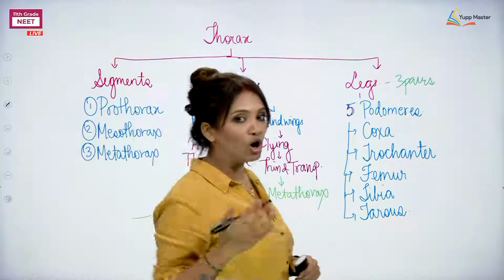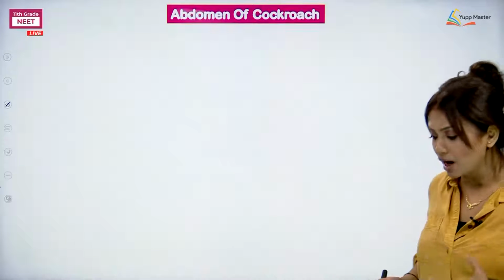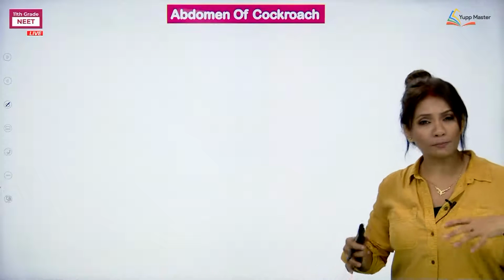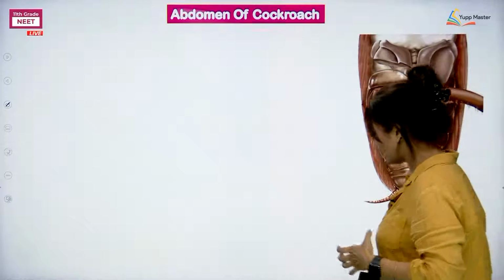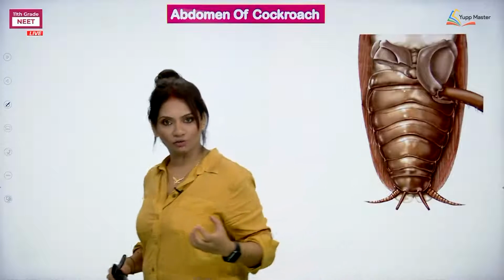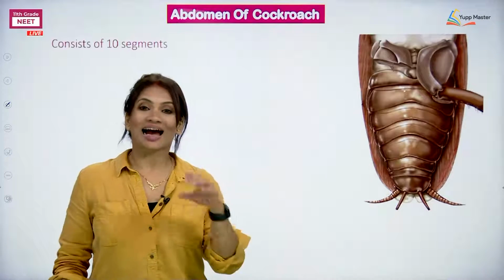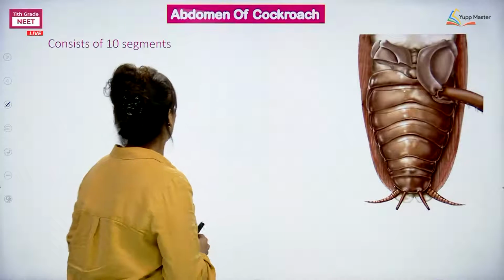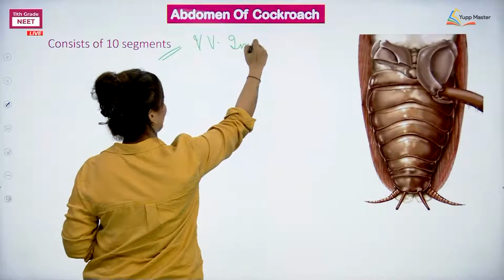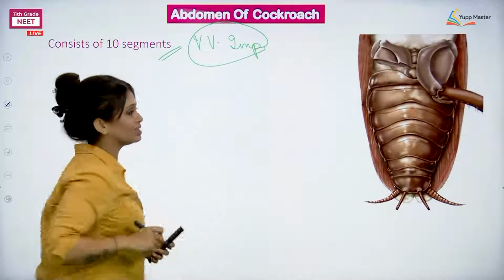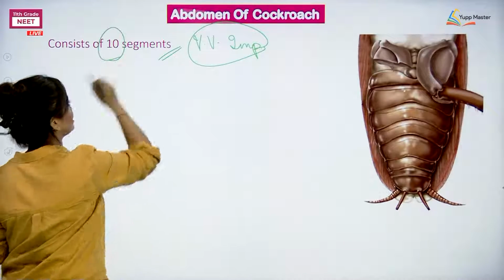Now we would move on to the abdomen of the cockroach. The abdomen is the part which is very prominently segmented. Compared to any other part of the cockroach, this is the part where segments can be easily identified. And how many segments are there? This is very important for MCQs: there are 10 segments present in the abdomen.